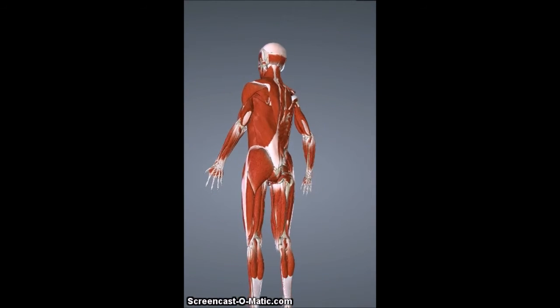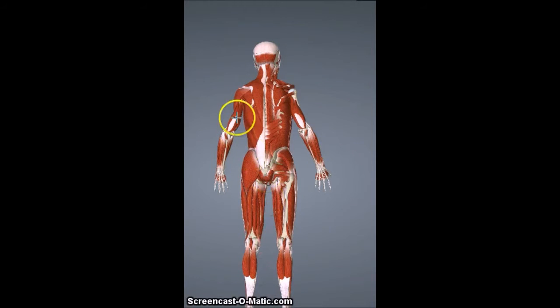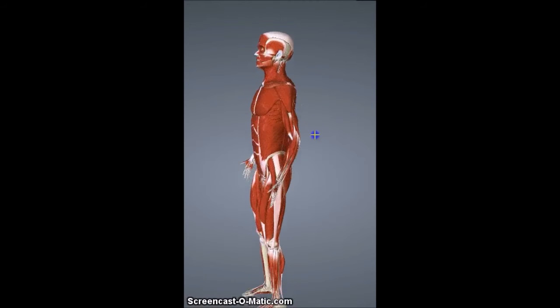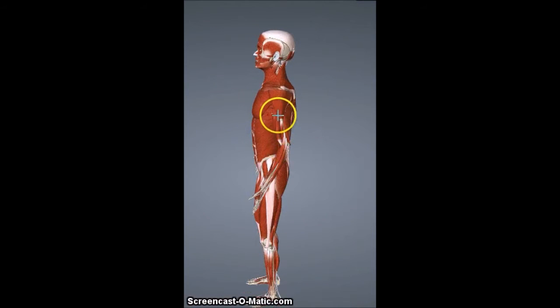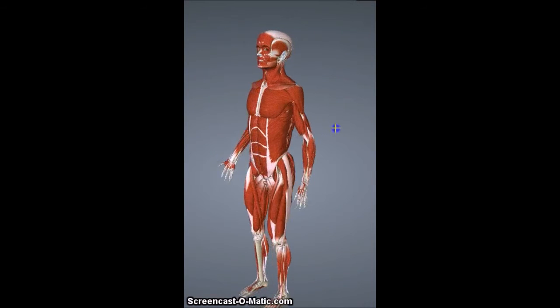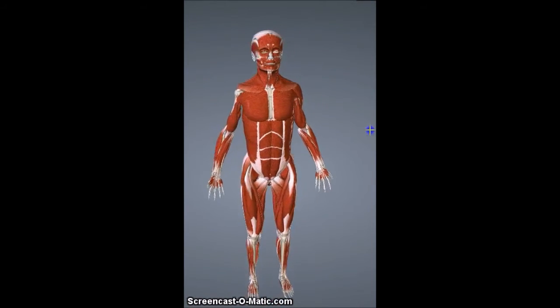Okay, let's turn around. Before we turn around, triceps brachii on the back of the arm, deltoid again, biceps brachii on the front of the arm. They are muscles that work in unison. One's an antagonist, one's the primary mover, and it depends on which way you're moving as to who does what. Okay.